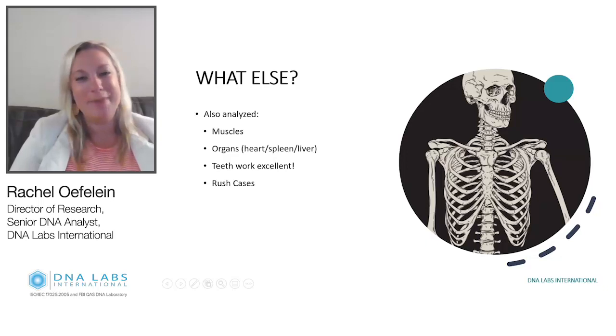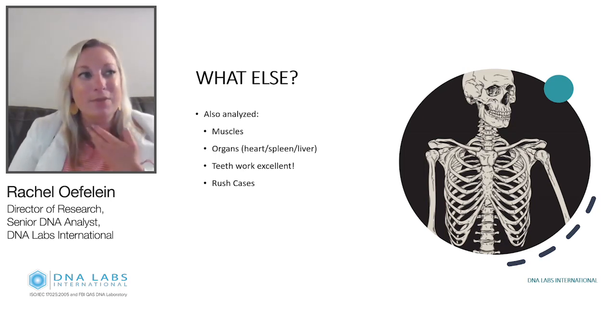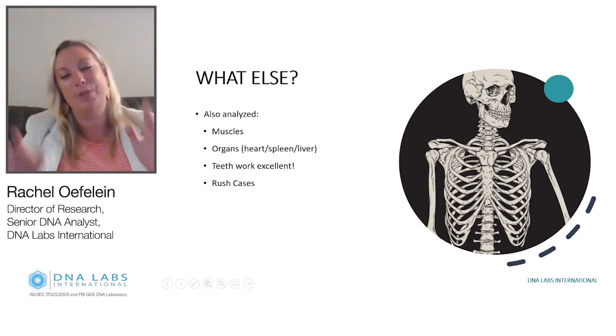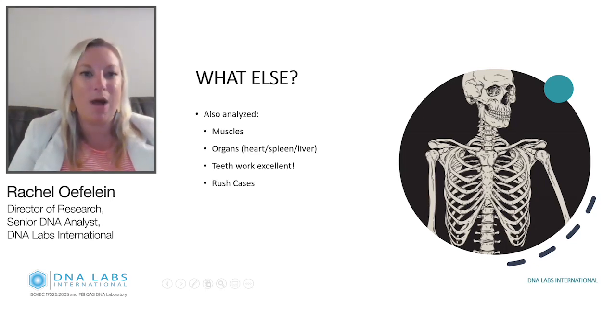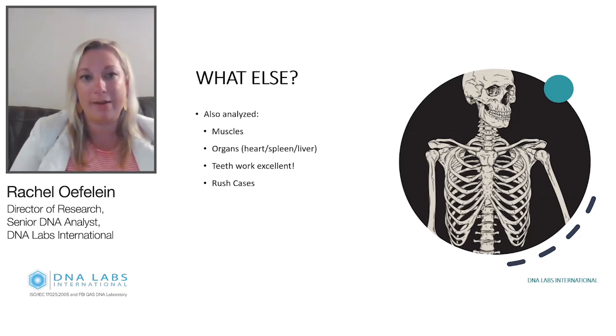What else can you do? If you don't want to only do bones on your RapidHIT ID system, it's also great for muscles, organs. I would say tread carefully with a spleen or a brain sample because those will clog the system as well. With the heart and liver, what we were doing is just mincing the sample and taking that forward. But for samples like spleen or brain that, for lack of a better term, go mushy when they go into the cartridge, I would recommend swabbing the tissue or the organ as opposed to actually putting it into the cartridge. Teeth work excellent. We love teeth. And then as I mentioned, those rush cases for buccal swabs or body fluids.